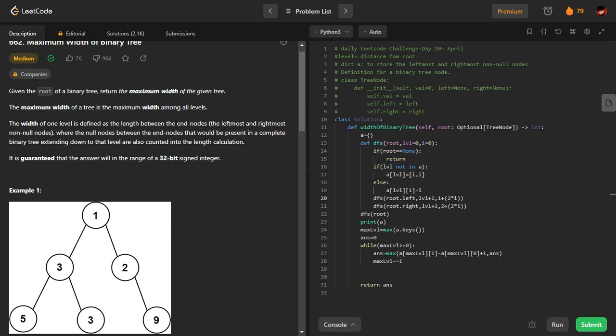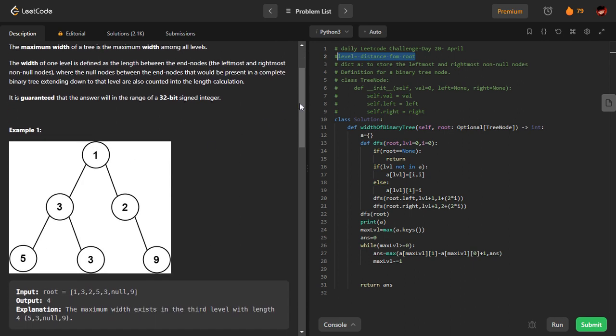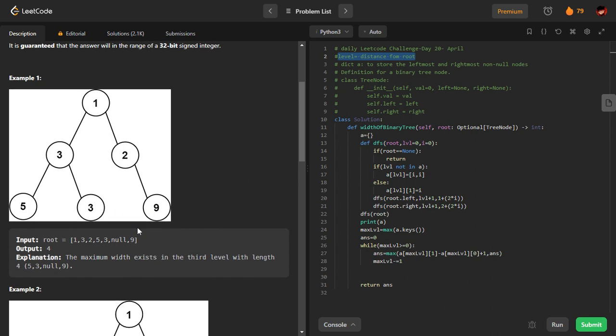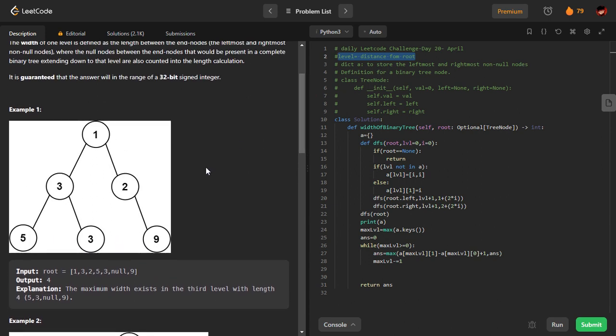It's clearly mentioned that the maximum width of a tree is the maximum width along all the levels. First of all, let us understand what a level is. Level means a distance from the root. For example, if we consider the nodes 2 and 3, they are at distance 1 from the root, so they are called level 1 nodes. Similarly, the root is at level 0, and the leaf nodes here are at level 2. That is how it is being done. So level basically means the distance from the root.